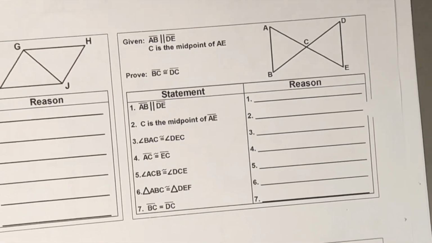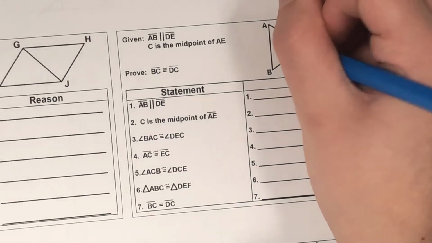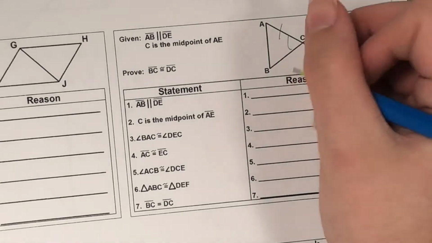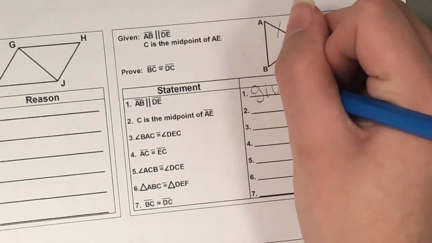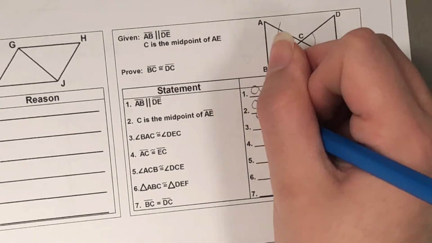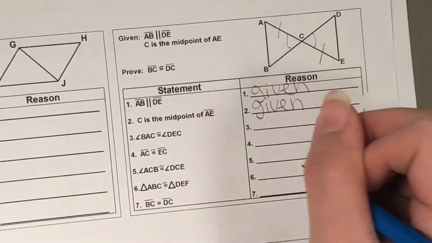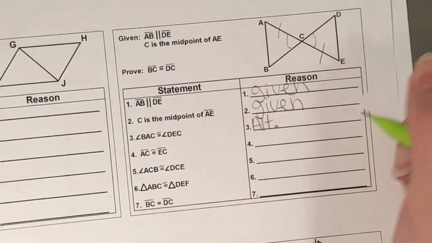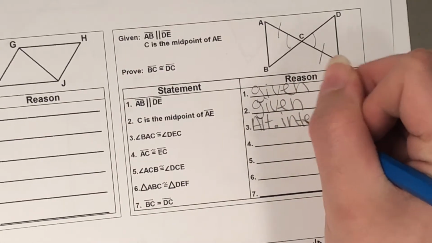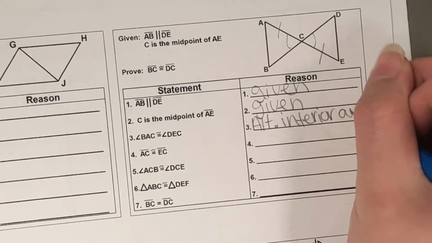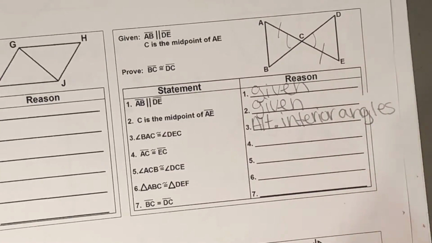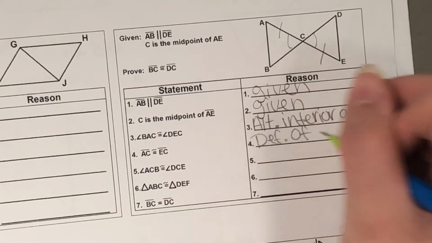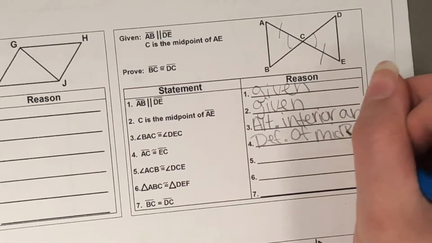Now we're going to look at triangle congruency theorems and proofs. Line segment AB being parallel to line segment DE is given, and C being the midpoint of AE is given. Angle BAC is congruent to angle DEC because they are on opposite sides of the transversal and inside of the parallel lines, so they are alternate interior angles. C splits line segment AE in half, so C is the midpoint, making this the definition of midpoint.